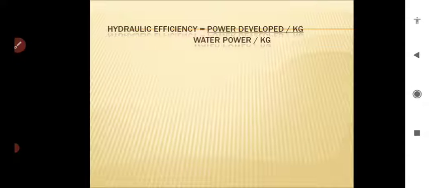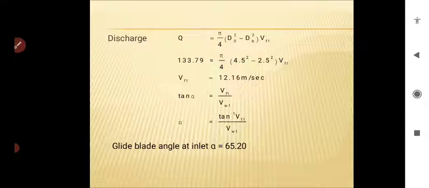Hydraulic efficiency is equal to power developed per kg by water power per kg. So that is equal to Vw1 u by gh. Substitute all the values, you will get Vw1 value is equal to 0.56 meter per second. And discharge Q, we know that discharge Q is equal to pi by 4 into d naught square minus db square into Vf1. So from this equation we will get Vf1 value. So Vf1 is equal to 12.16 meter per second.